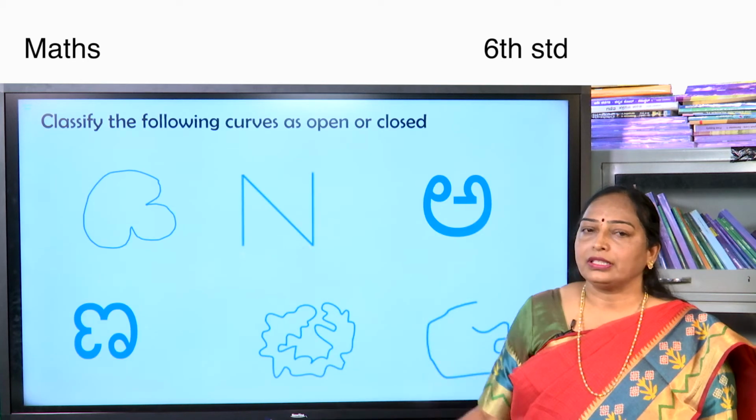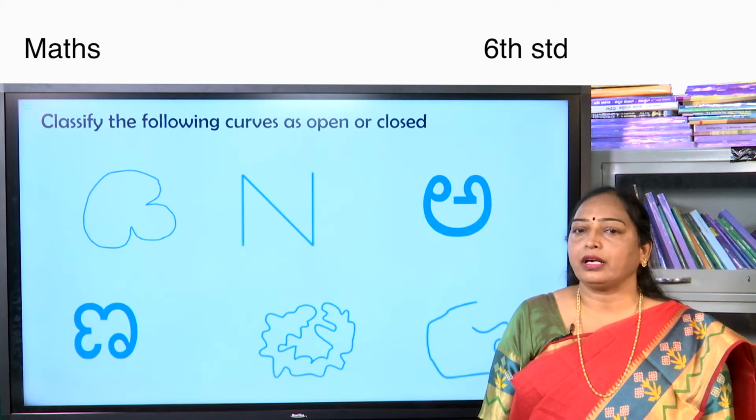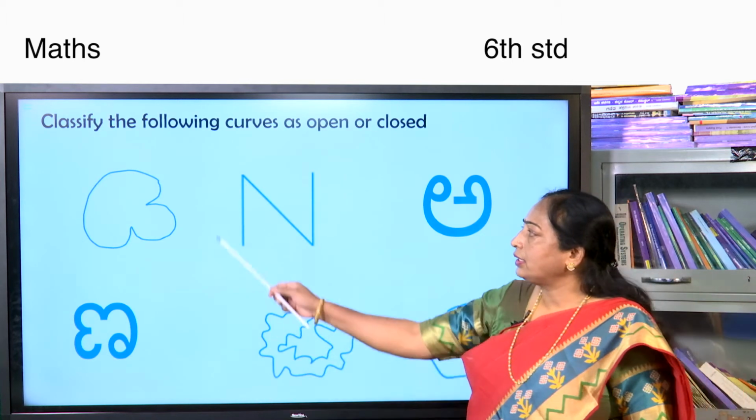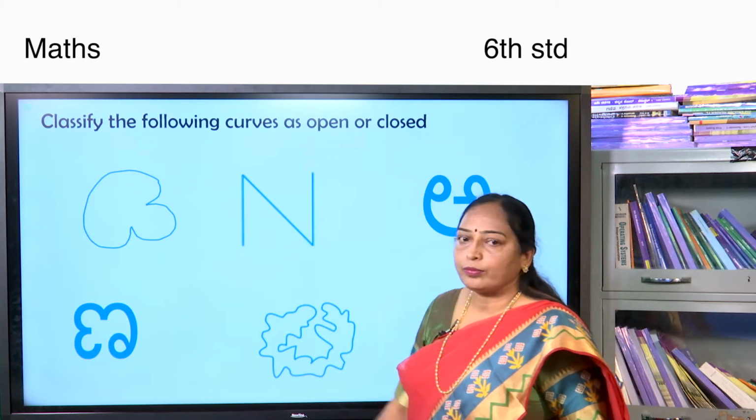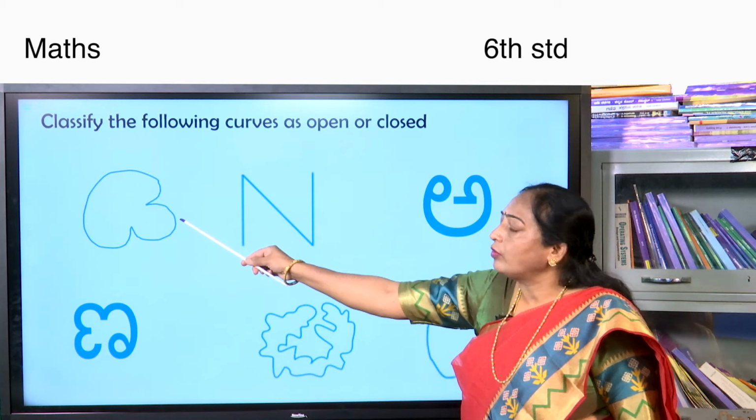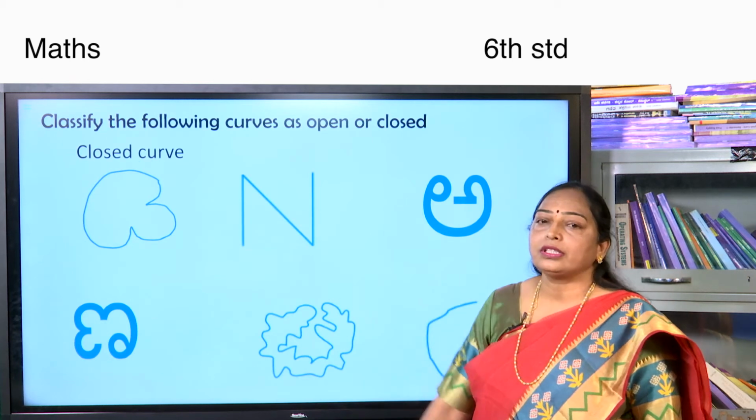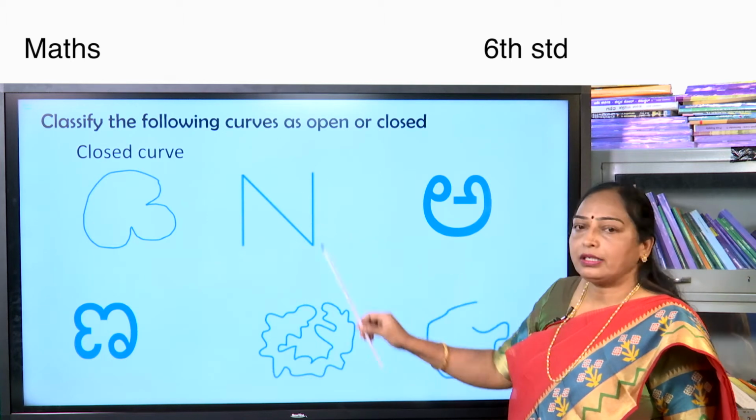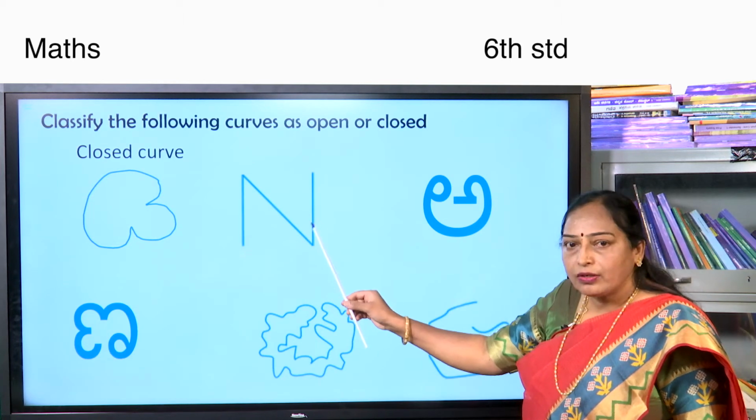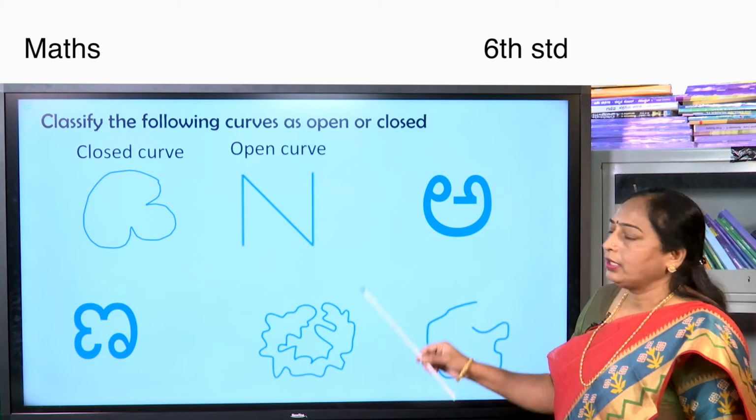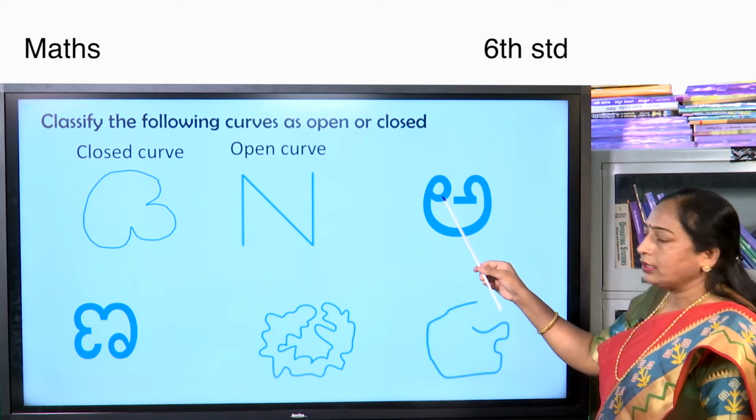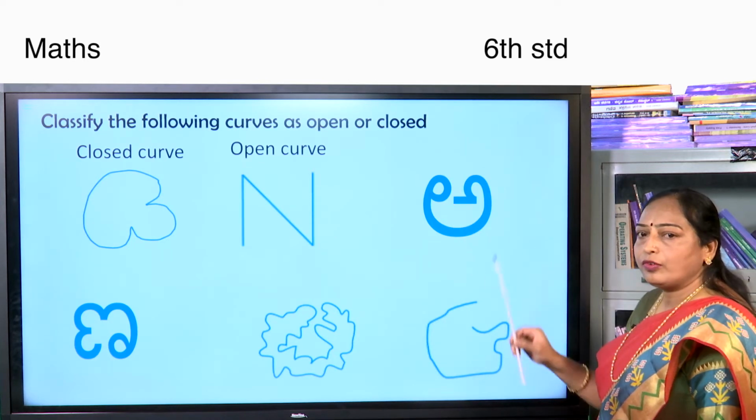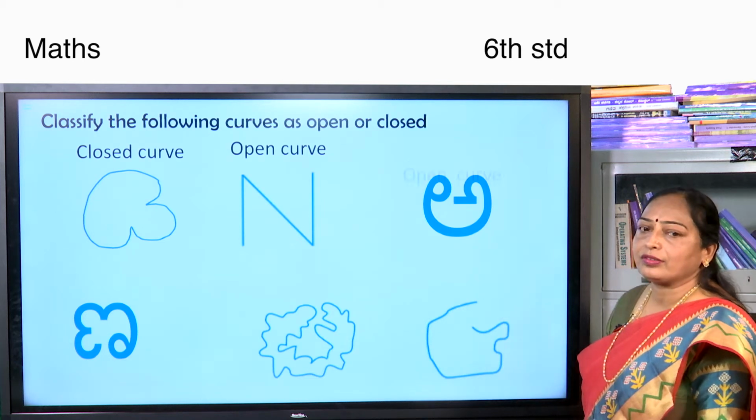Look at these figures. Let us classify the following curves as open or closed. In the first one, starting and ending points are the same. Therefore, the first figure is a closed curve. In the second figure, starting and ending points are different. It is an open curve. The letter A. Starting and ending points are different. Therefore, it is an open curve.